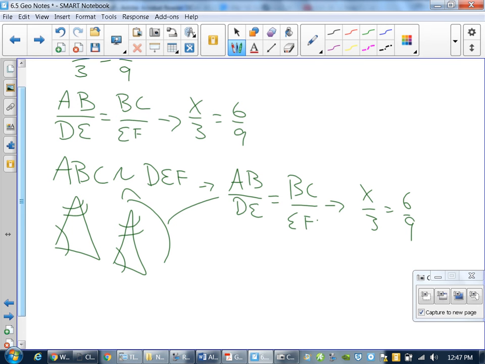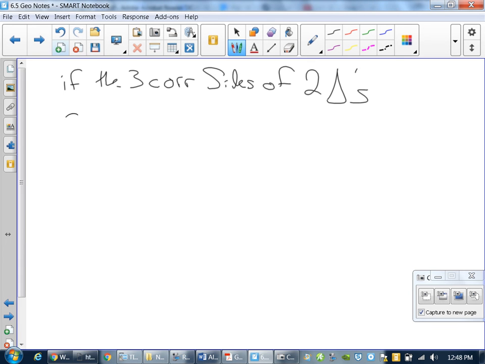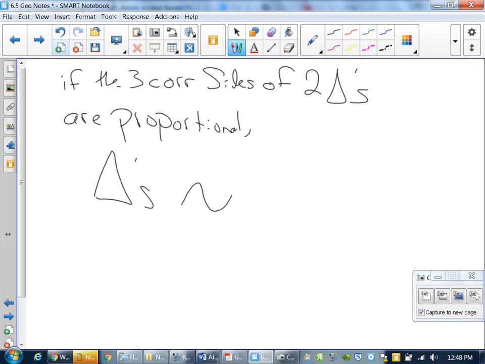So here's what happens today. What we wind up with is being able to say this: if the three corresponding sides of two triangles are proportional, the triangles are similar.